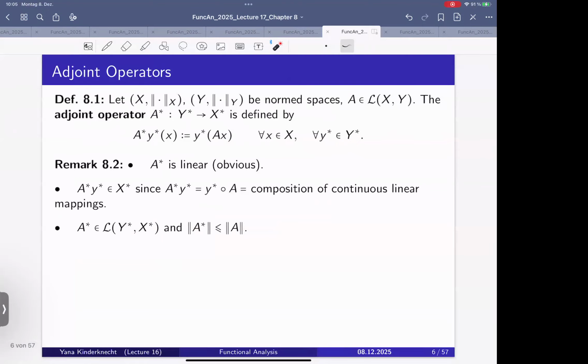One more statement is that this mapping A star is not only linear but also a bounded linear operator. And the operator norm of A star is not bigger than the operator norm of A. So indeed, let us check it.